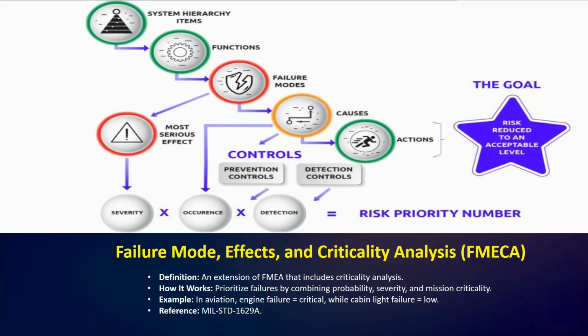So under the definition, you can see an extension of the FMEA that includes the criticality analysis. Okay, so how it works: prioritize the failures by combining probability, severity, and mission criticality. Okay, so I hope this is clear.